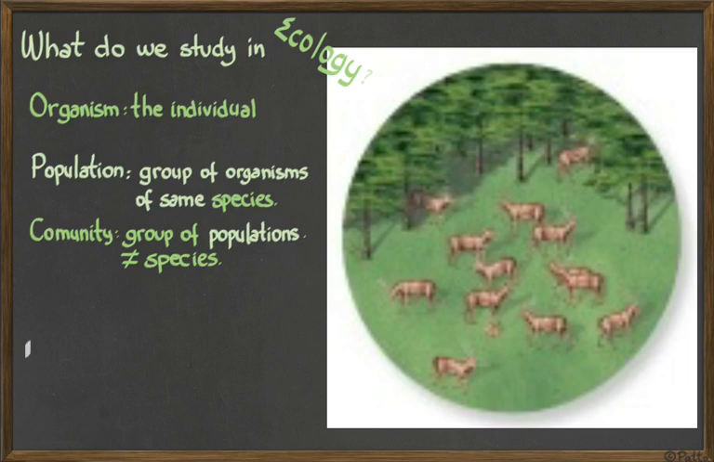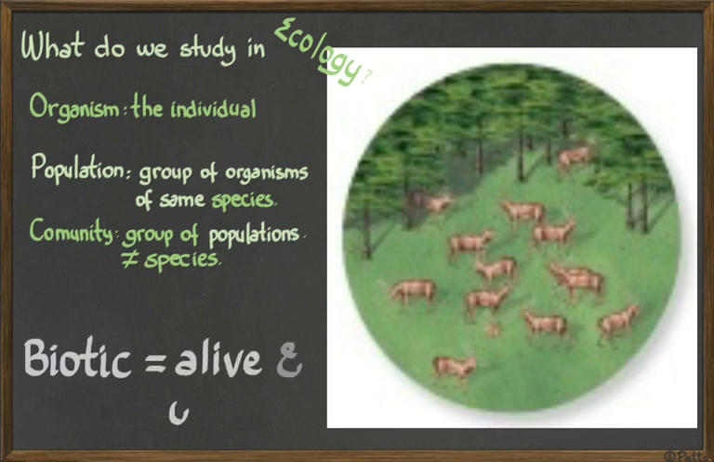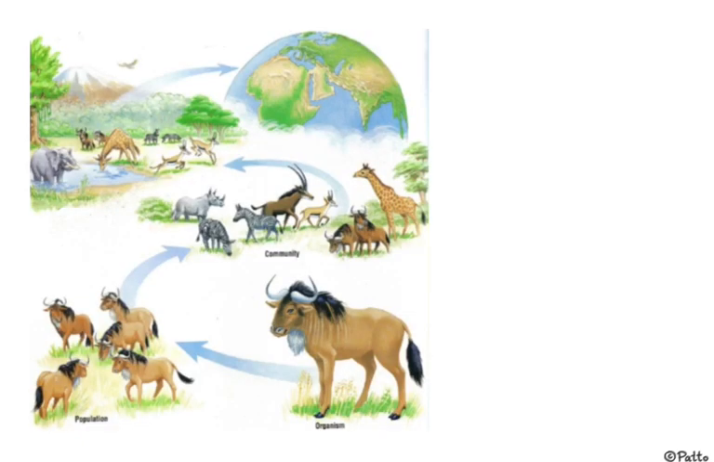So those three levels of organization, they are going to be making what we call a biotic part of ecology. Bio, alive, so biotic, the living things, and have these three levels of organization. Organism, one individual, population, bunch of individuals of the same species, and a community, a bunch of populations. Basically, we're talking about different species living together. Okay? So, biotic, alive, and organic. Very good.